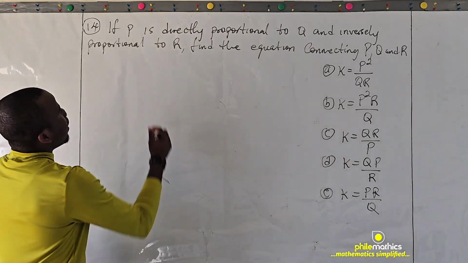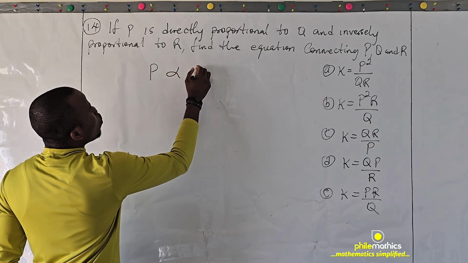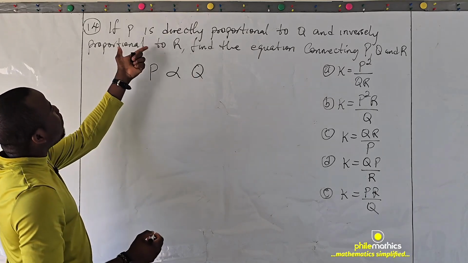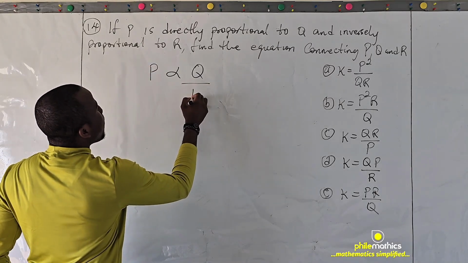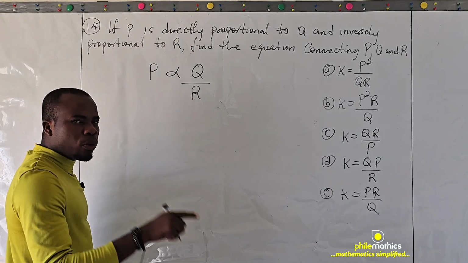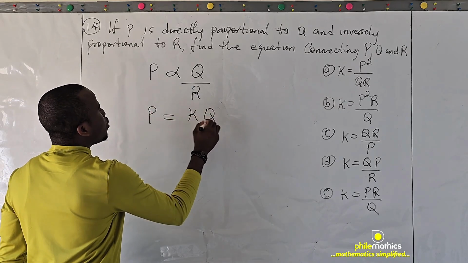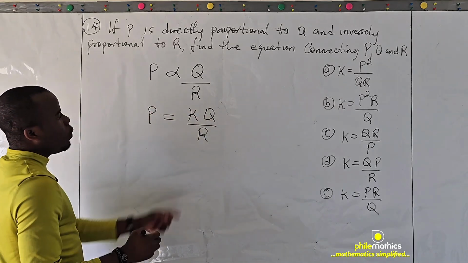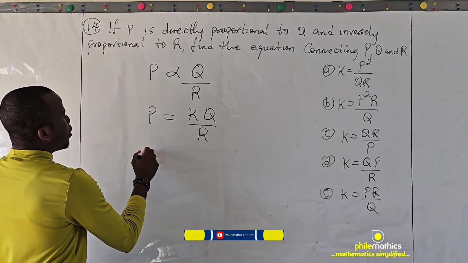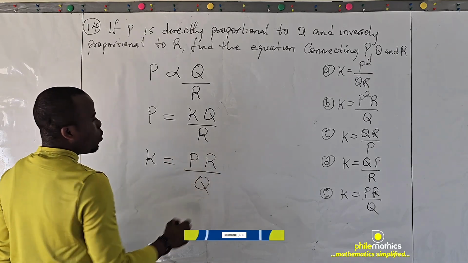And so let's write P is directly proportional to Q. This is how we write it. And then is now inversely proportional to R. And so if we introduce the constant of proportionality, P will be K Q over R. And now if you make K the subject of formula, it will simply be K will be P R over Q.